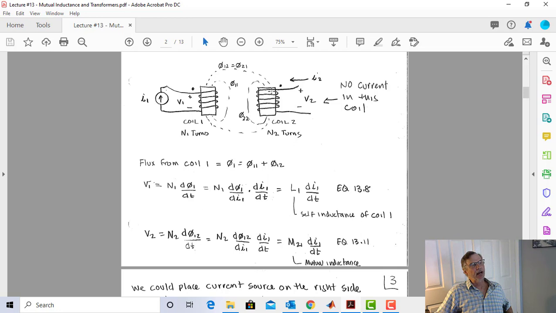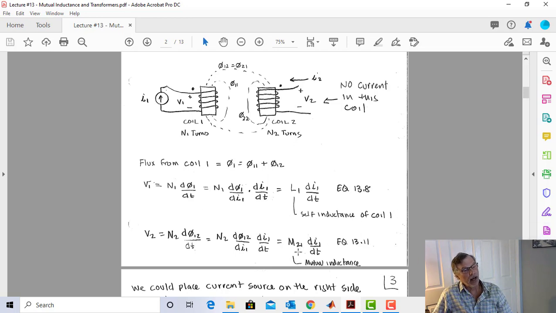So let's just work with that for a second. If they're real close together, then I'm going to get a lot more phi12, and of course V2 is going to be greater, isn't it? Now let's move this way far away so we get like no phi12, or in other words, very little of that flux gets into that coil. Now I'm going to get a very small voltage in V2. So you can kind of see that this all makes sense.